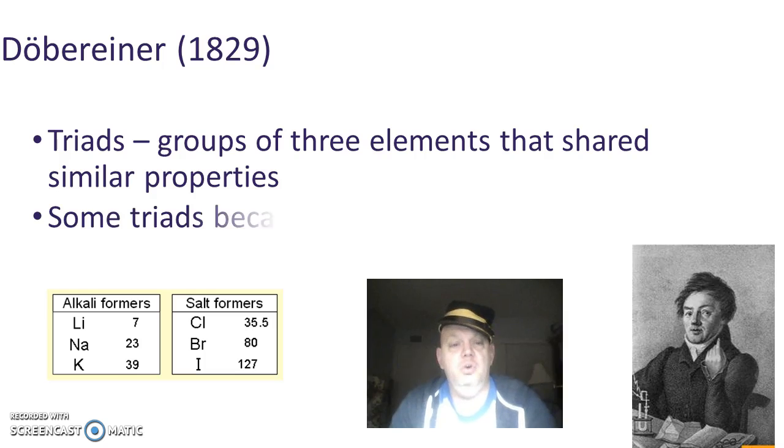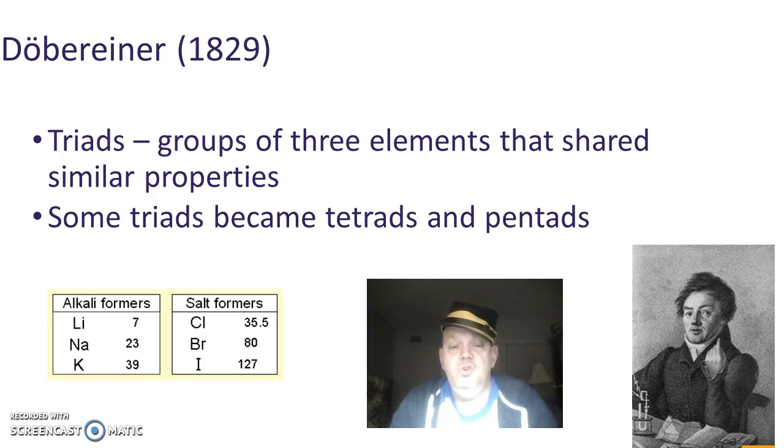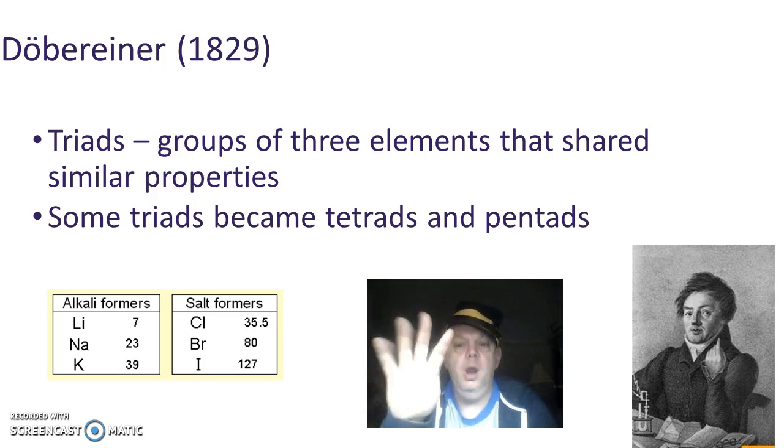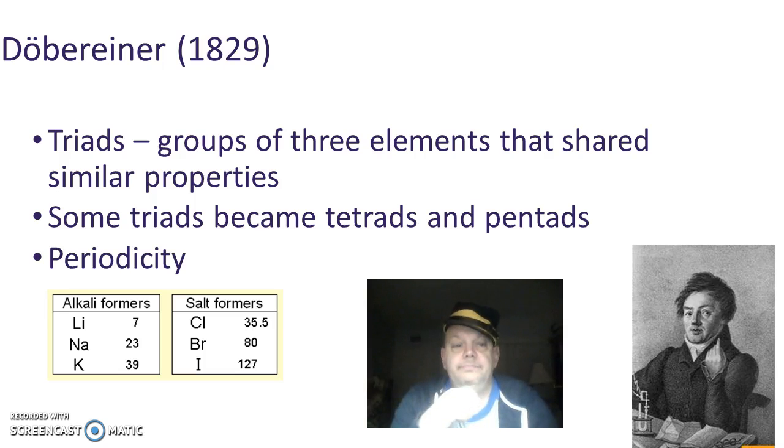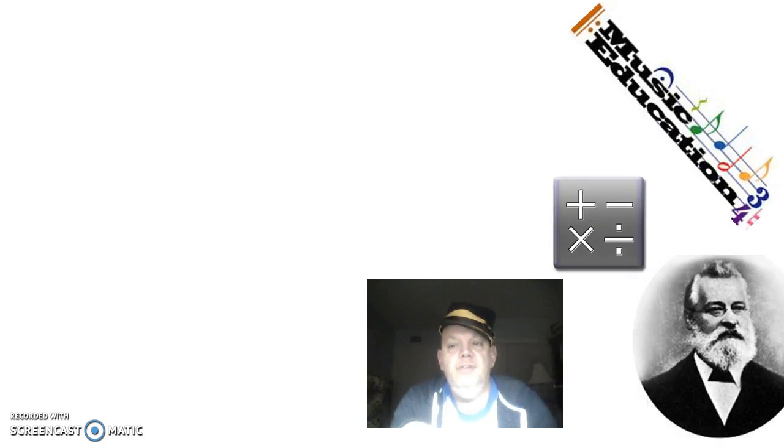And that's sort of the picture of him there. Some of those triads ended up becoming tetrads, which represents 4, and pentads, which represents 5. Periodicity, again, this happened every so often on our periodic table.